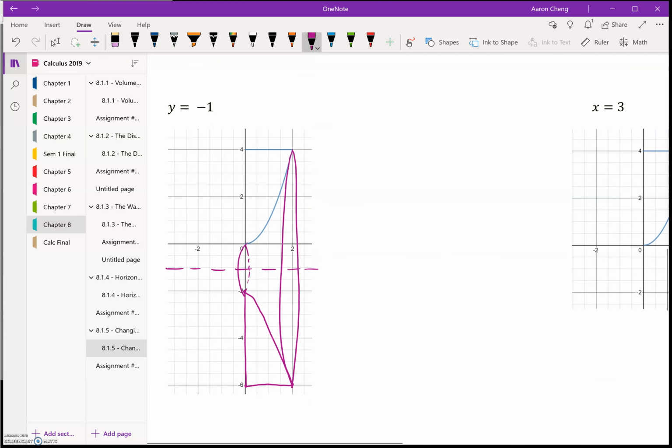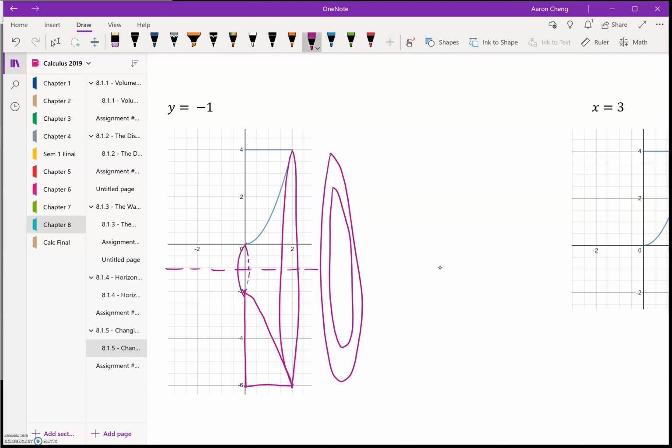We are going to have horizontal slices, or sorry, vertical. They're going to be vertical slices. A typical circle may look like this with a circle removed. So we are, once again, like the top one, going to be using the washer method.